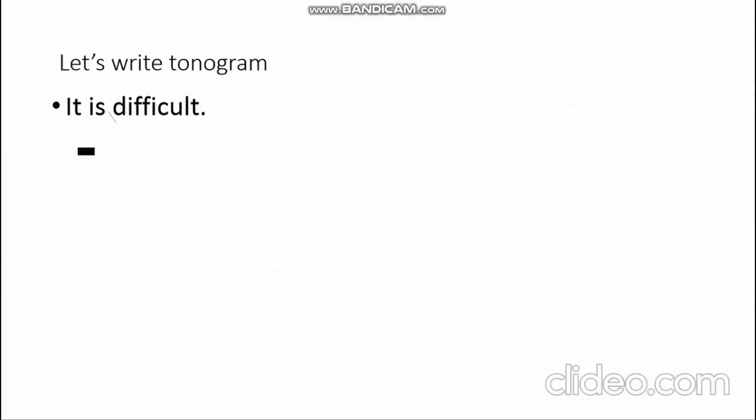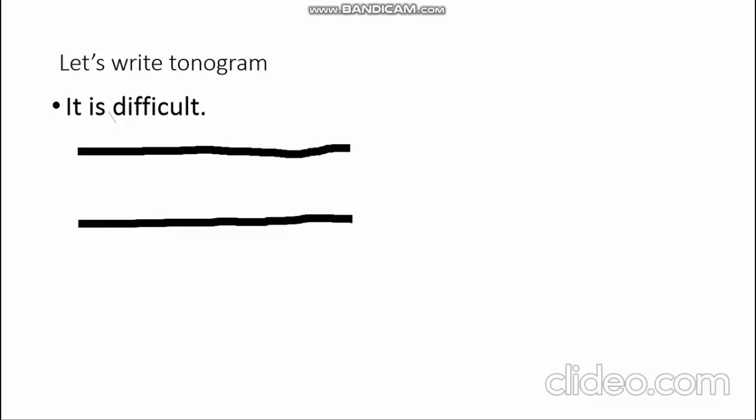Let's write the tonogram of the sentence "It is difficult." Two parallel staves, and here you can see two unstressed syllables, "it is", and in "difficult" we see a curve, and two unstressed syllables, or two dots.